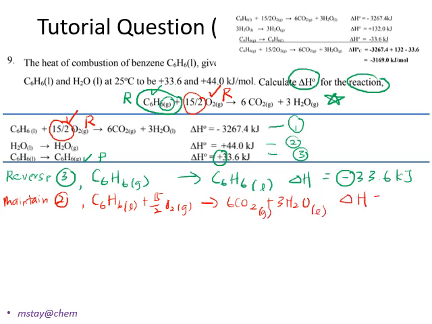And then the enthalpy change: because you didn't change the position of the reactant and the product, you didn't switch, and the coefficient also remains the same, the value or the magnitude of the enthalpy will also be maintained the same. Release 3267.4 kilojoule. So the next one, we are going to look at the carbon dioxide.